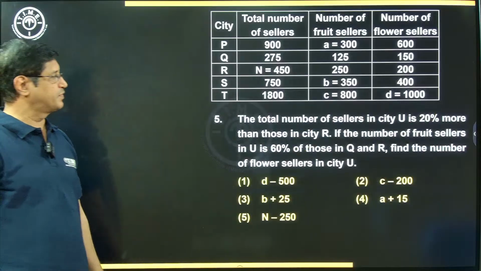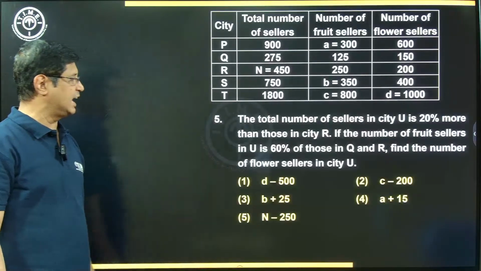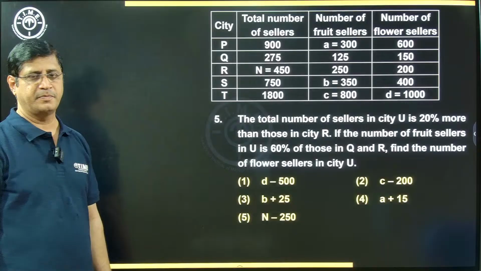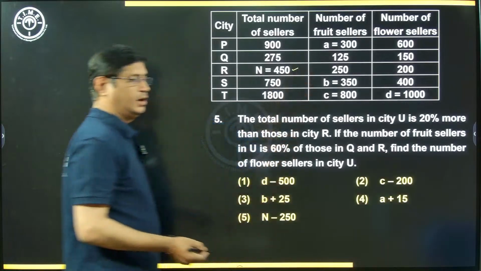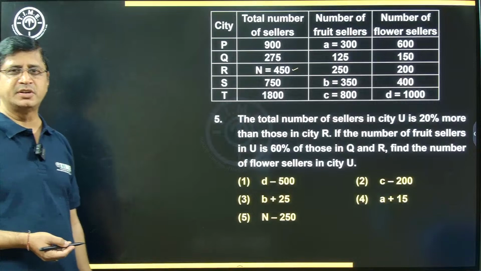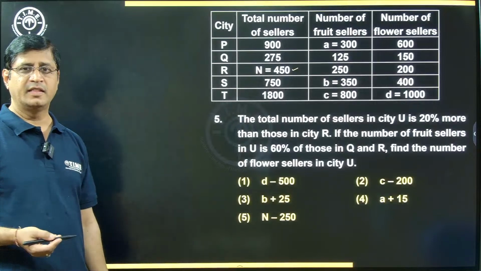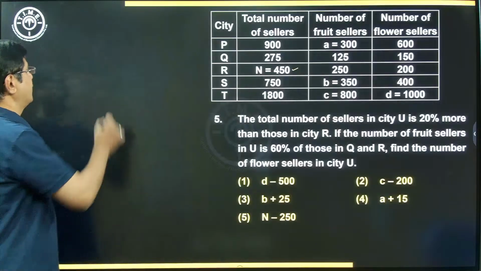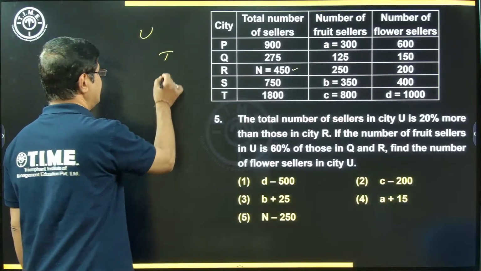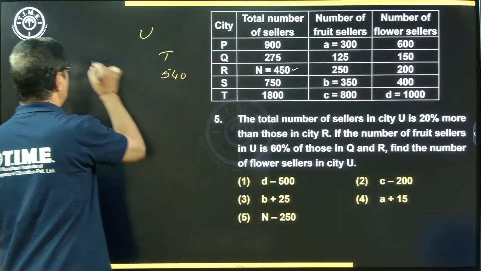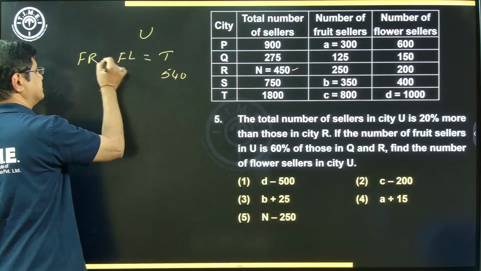The total number of sellers in city U is 20% more than those in city R. So R, what is the total number here? 450. 20% more. 20% of 450 is 90. 90 more means here 90 plus 450, 540. In U, the total number is 540. How many fruit sellers and flower sellers?